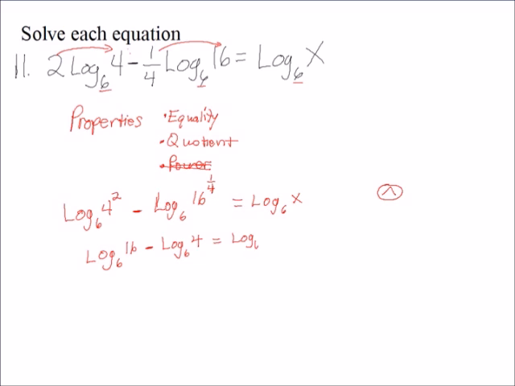So now we've got the quotient property. This is going to be log base 6 of 16 over 4 equals log base 6 of x. So if we simplify, we have log base 6 of 4 equals log base 6 of x. We've done our quotient property. And finally, since these are equal to each other and the bases are the same, my arguments are going to be the same. So I have here 4 equals x. So I have x equals 4. And that's my answer right there.